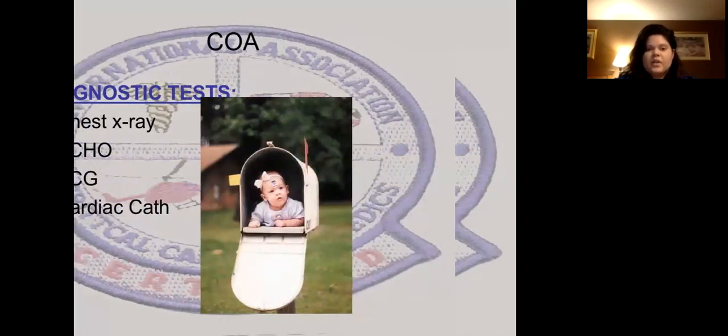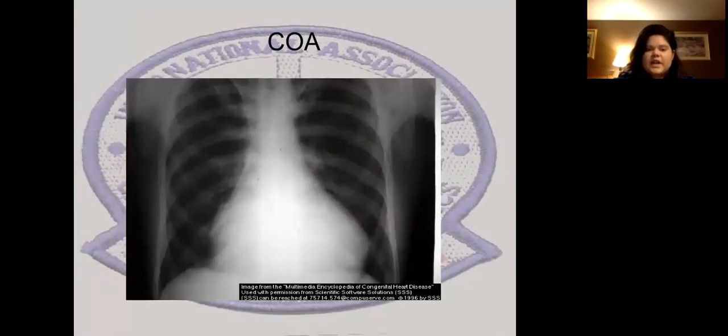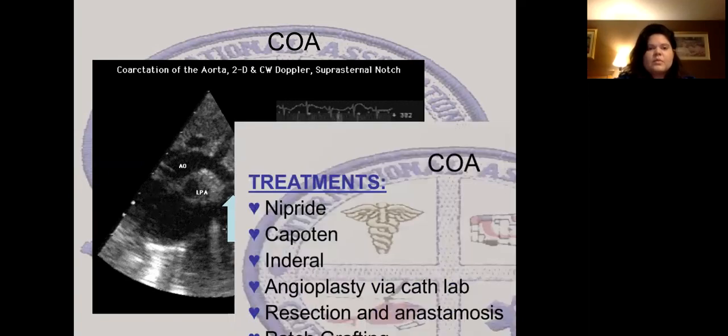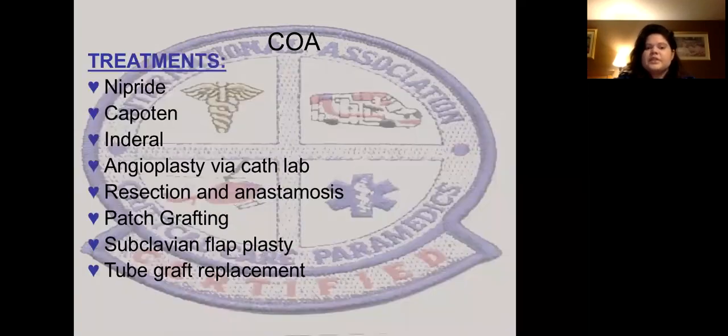Again, the diagnosis is the same. This is what it looks like on an x-ray. And then here we are with the Doppler. Some of the treatments for this are a little bit different. You can do Nipride, Inderal. They could have the angioplasty, anastomosis, or a patch graft. A lot of different kinds of grafts.